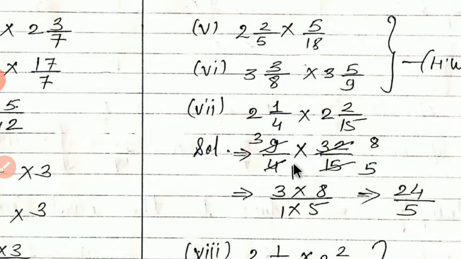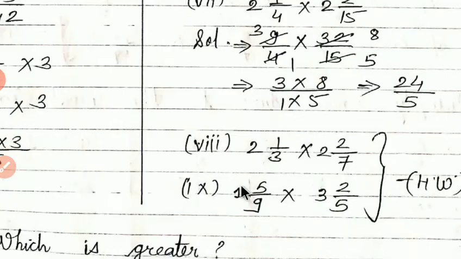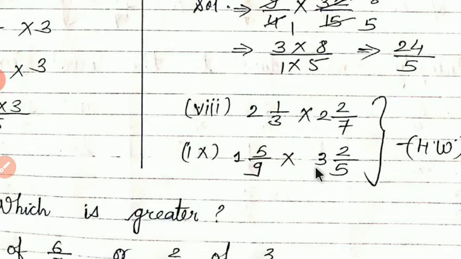Now you can see 32 and 4 both are divisible. So 4 1s are 4, 4 8s are 32. Then 9 and 15: 3 3s are 9, 3 5s are 15. Now we cannot divide 8 by 5 or 3 by 5, so we will multiply it. 3 into 8, 1 into 5. So 24 upon 5. Then 8th and 9th one is also your homework.